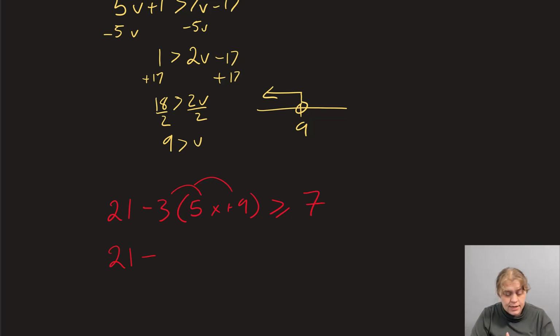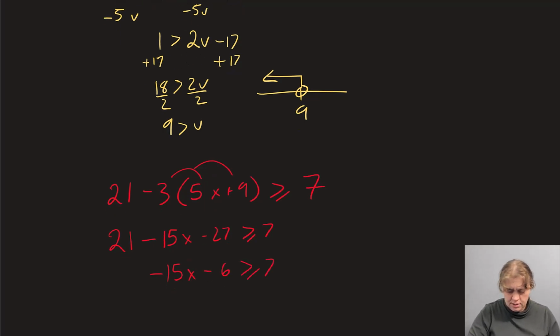No touchy that sign. That negative is getting distributed on one side of the inequality only. It is not moving from one side of the inequality to the other side. The chicken is not crossing this road. We do not need to do anything to that sign. We're going to leave it alone. So that turns into negative 15x minus 27 is greater than or equal to 7. All right, combining like terms, negative 15x, 21 minus 27 is negative 6. It's greater than or equal to 7.